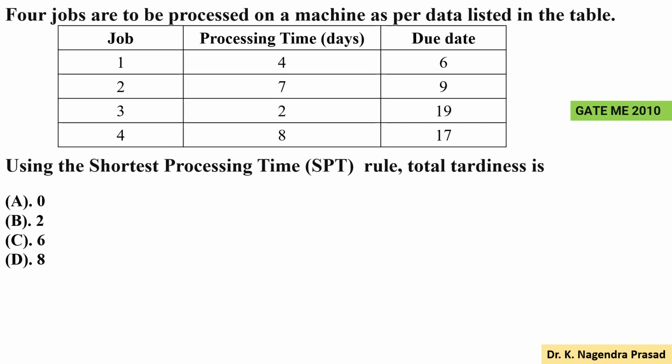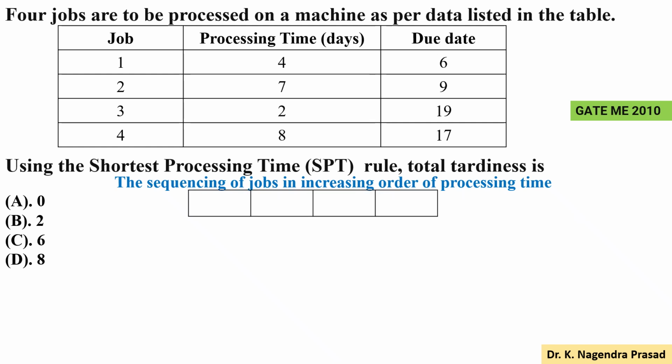So first we have to determine the job sequencing order based on the shortest processing time rule. In this rule, the jobs are sequenced in increasing order of processing time. So first we have to draw the boxes. The number of boxes is equal to the number of jobs, that is 4. So first observe the minimum processing time. Here the minimum processing time is 2.